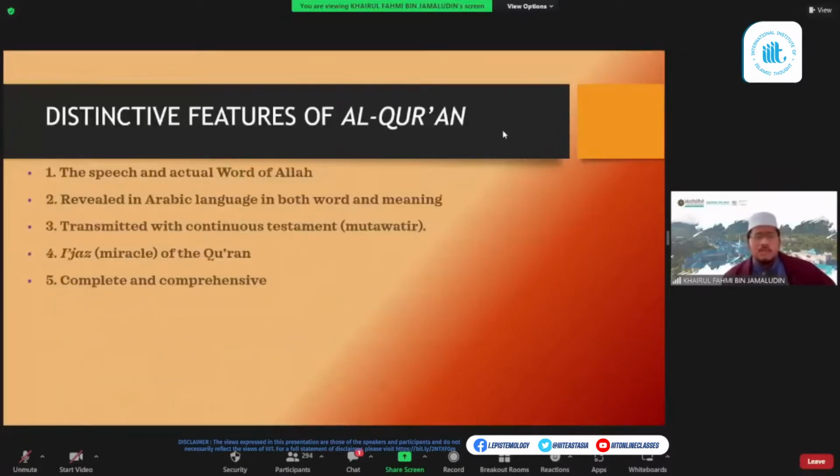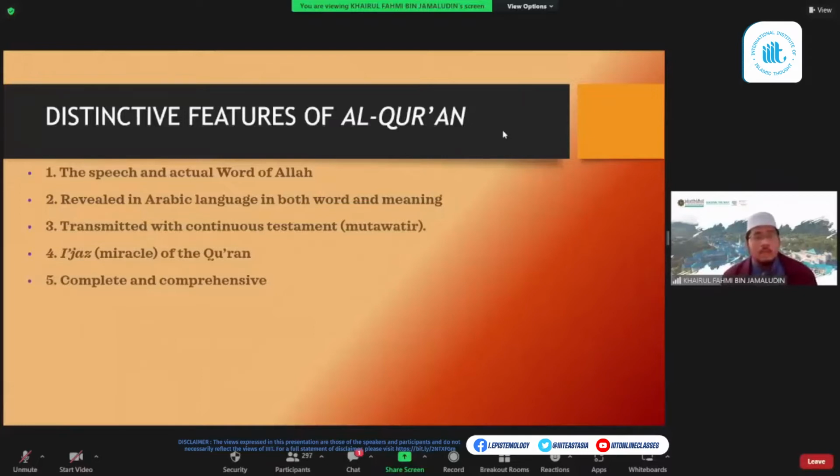So these are the distinctive features of Quran. Of course, the first one is that it is the speech and actual word of Allah. It comes from Allah, revealed in the Arabic language in both word and meaning. And number 3, it is transmitted with continuous testimony, which is mutawatir. So when we talk about Quran, there is no issue of whether it is mutawatir or not mutawatir, or da'if issues. Nothing about that, because Quran is mutawatir and there are no such issues.